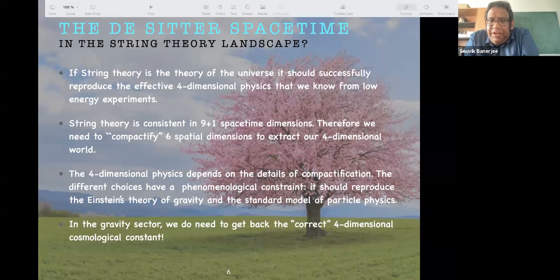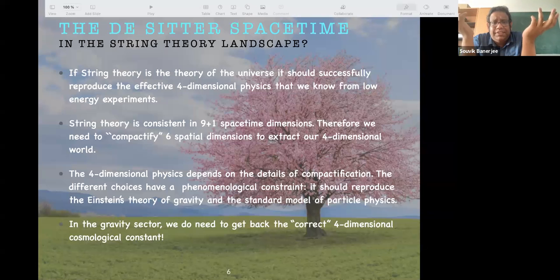Okay, so then briefly, let me talk about finding de Sitter spacetime in string theory. If string theory is the theory of the universe, that was the original notion of the people who invented or started working in string theory, so it should successfully reproduce the effective four-dimensional physics that we know from low energy experiments.